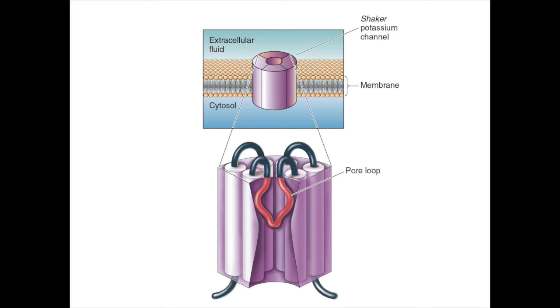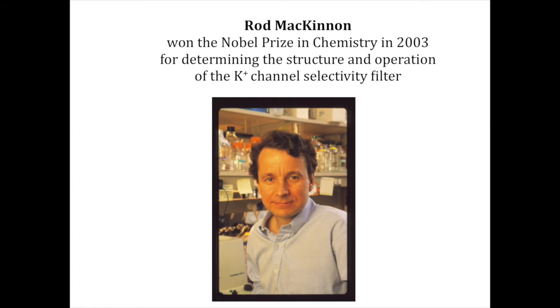Next, we turn to the pore loop and the selectivity filter that endows the channel with its ability to selectively conduct potassium and not sodium or any other ion. The operation of the pore and how the selectivity filter in the pore endows the channel with its ability to pass only one type of ion, potassium in this case, was shown by MacKinnon and his colleagues. This was a stunning achievement, and MacKinnon was awarded the Nobel Prize in Chemistry in 2003.